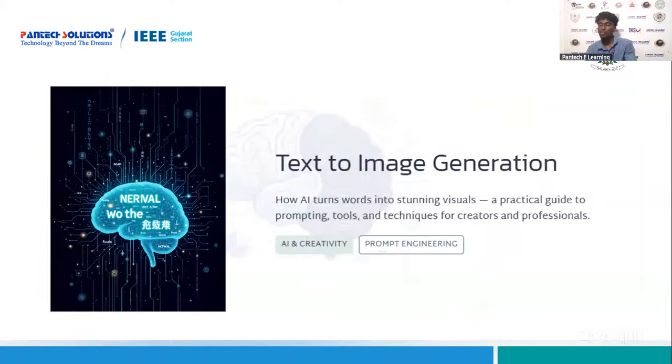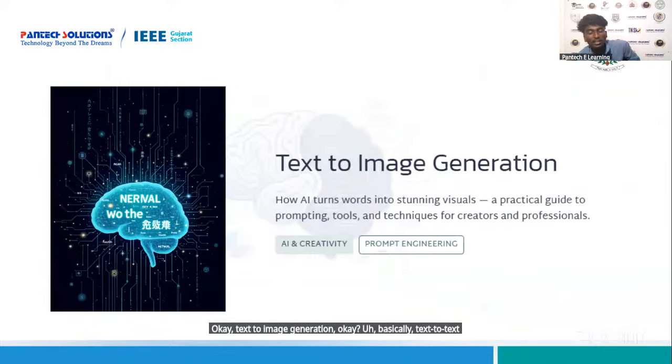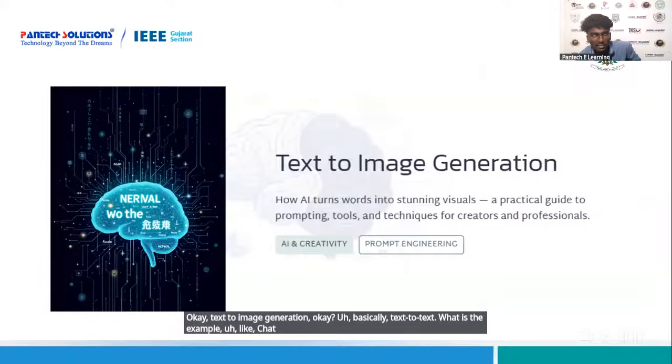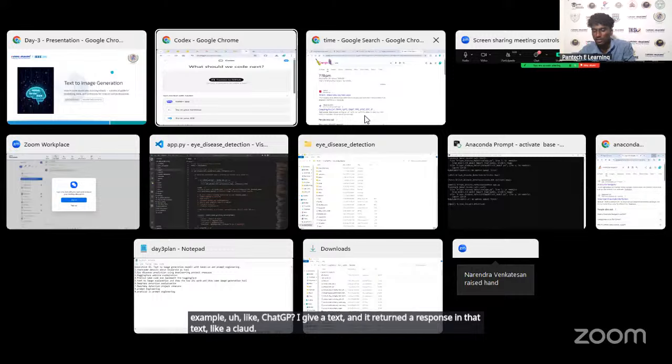Text to image generation. Basically, first text to text. What is an example? Like ChatGPT: I give a text and it returns a response in text, like Claude.